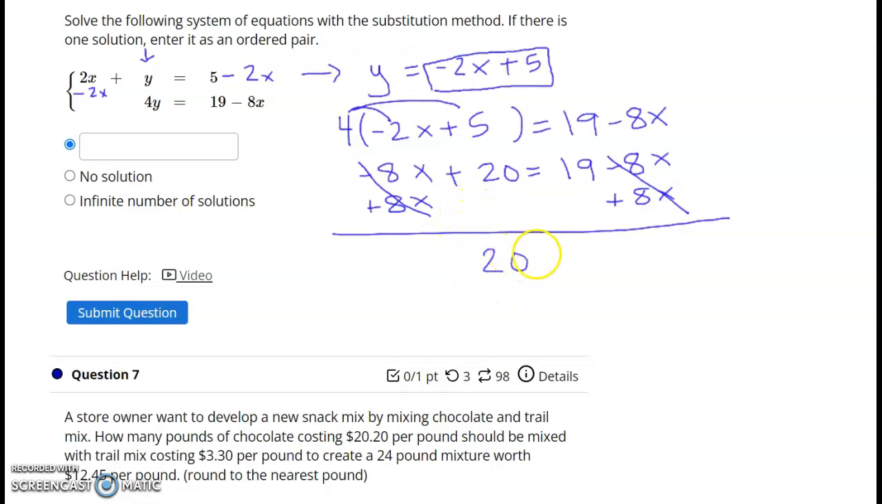So I get 20 equals 19. Is that true? Does 20 equal 19? No, it does not. And so we have a no solution again. Not common that we have this two different times, but that's how it worked out. So 20 does not equal 19, and so there will be no solution.